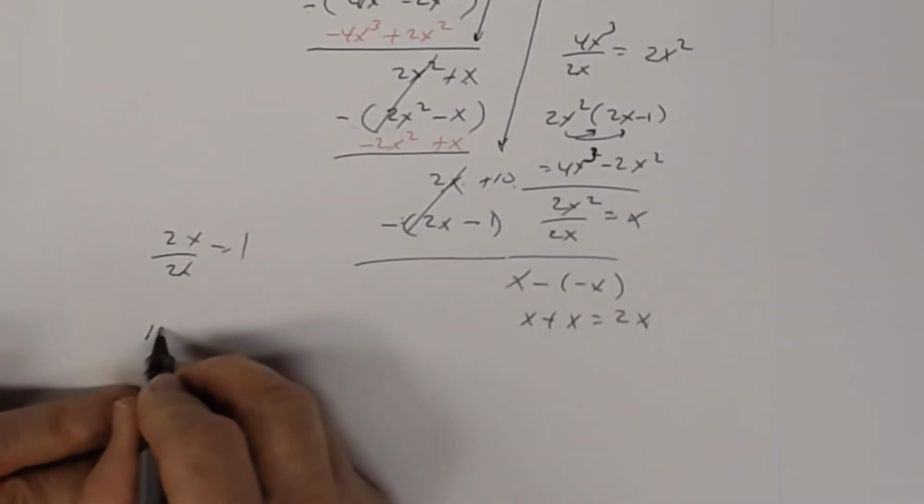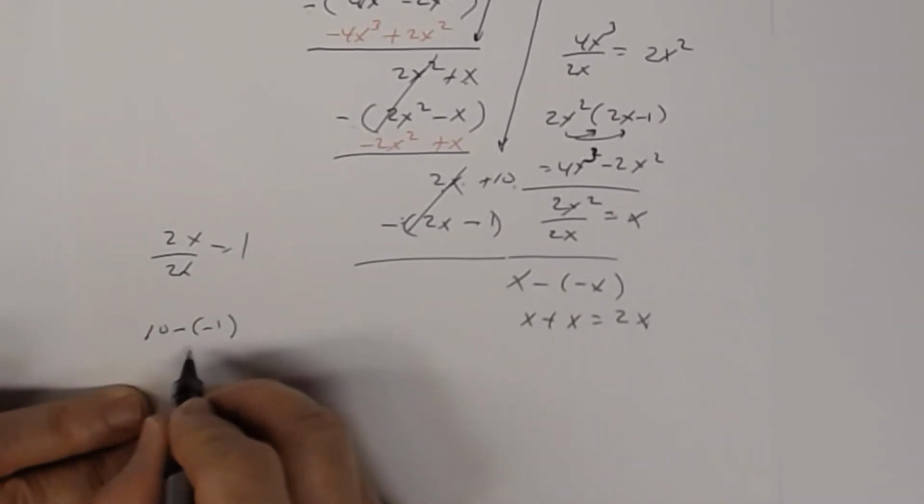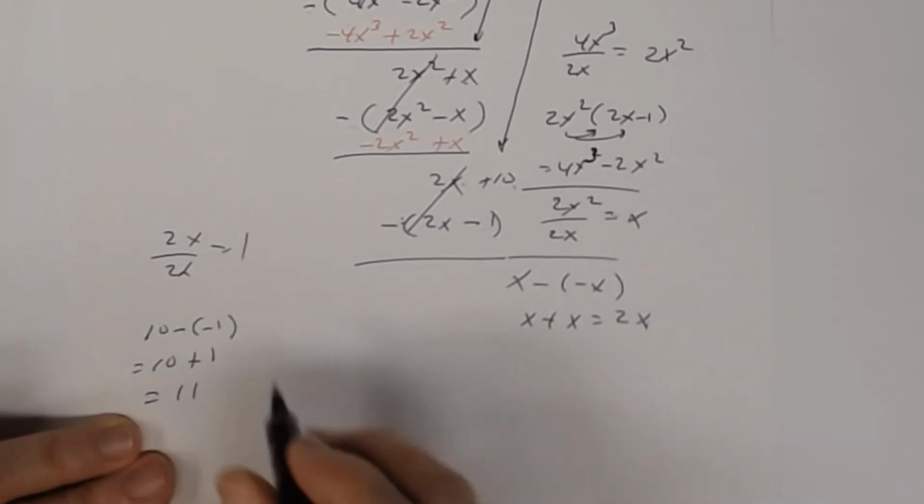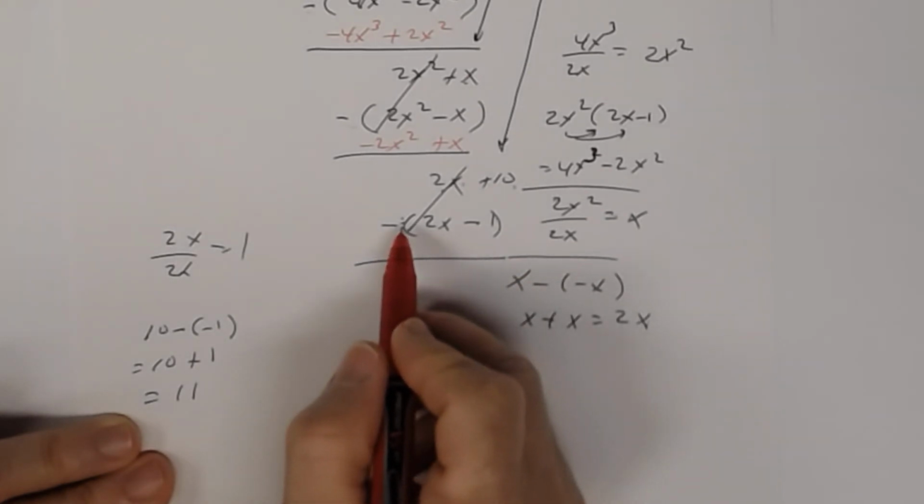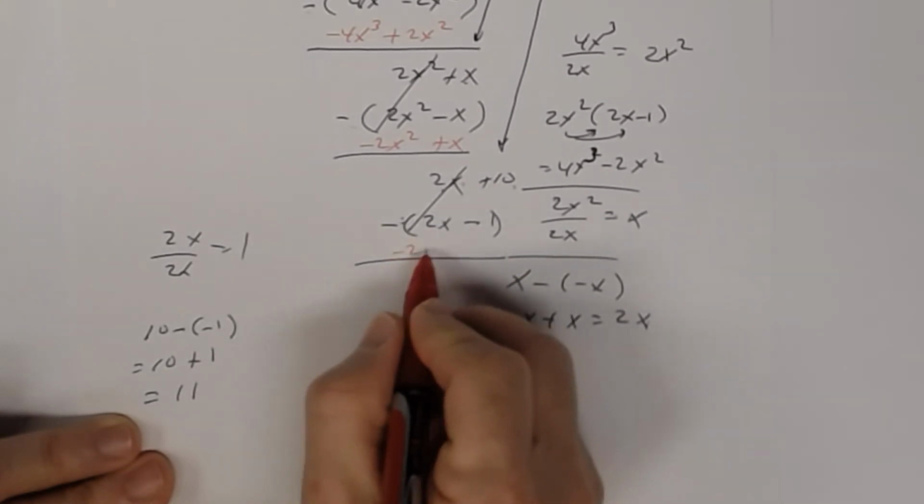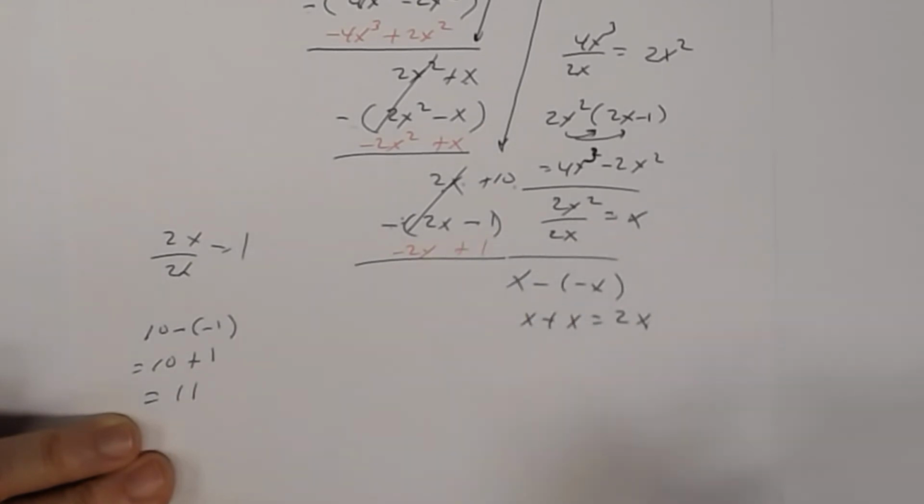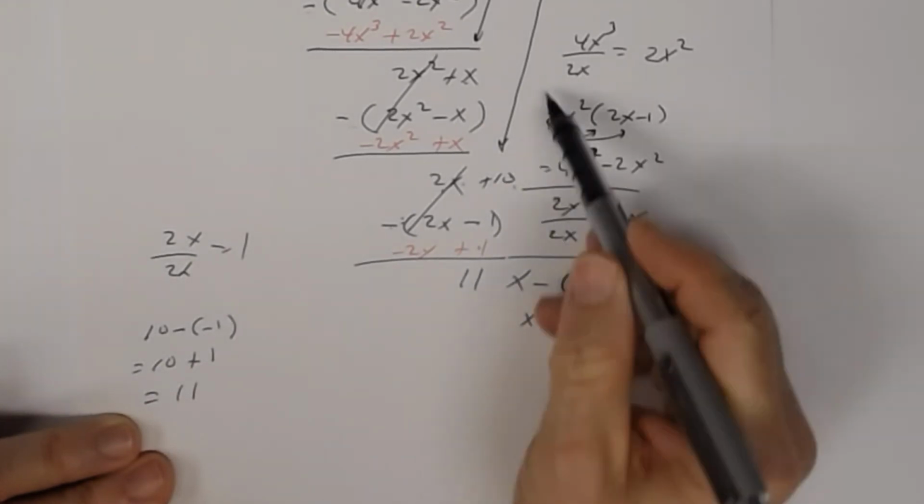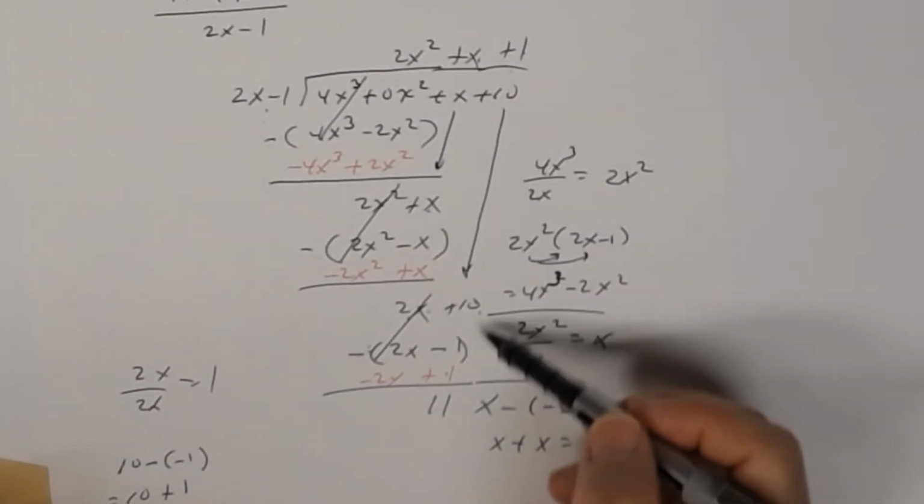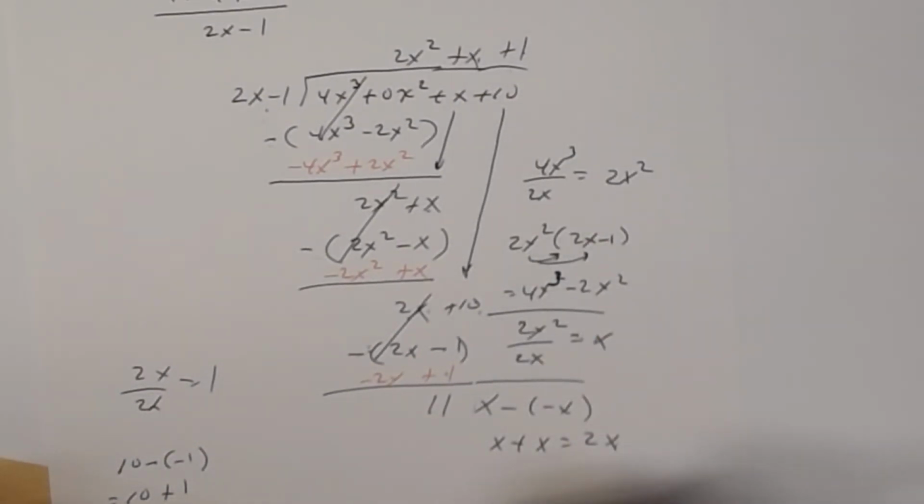So think, 10 subtract negative 1, which means 10 plus 1, which is 11. So if you have to, rewrite it right here. The opposite of 2x is a negative 2x. The opposite of a negative 1 is a positive 1. And then you see 10 plus 1 is 11. And notice there's nothing else to bring down, so you're done.